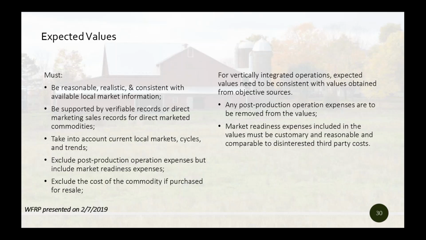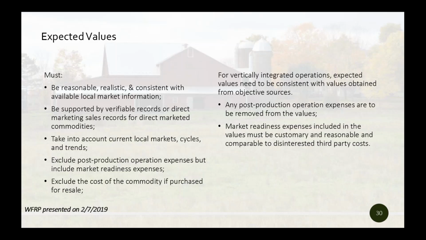And then finally, if we've got any commodities that are purchased for resale, we exclude the cost. So getting back to my farmer's market example, you bought some cucumbers, maybe you sold them for 50 cents a piece, you paid 40 cents for them, you want to remove the 40 cents. So your value is 10 cents of revenue.